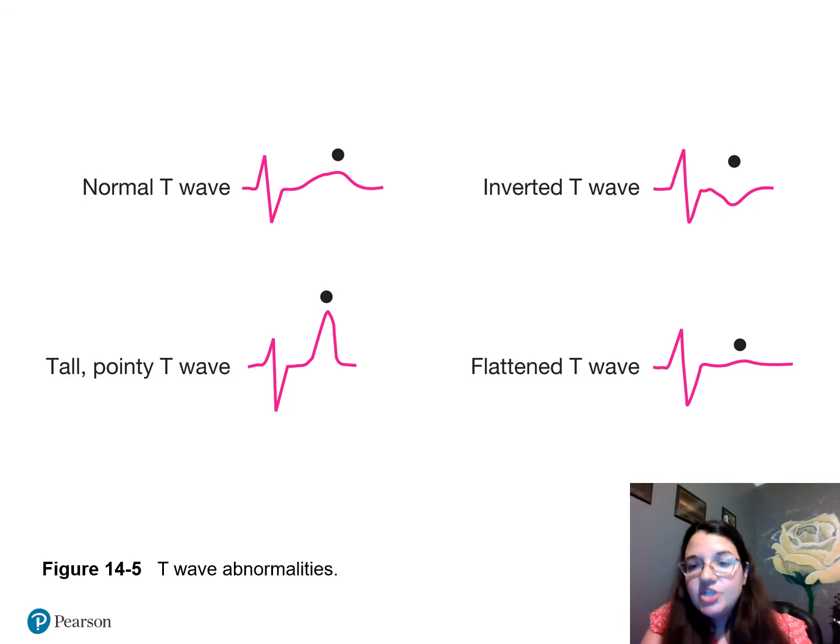Remember back to EKG 1, when we answered the 5 questions when you interpret a single rhythm. And one of the questions is, do you have T waves? Are they in uniform shape? This is what we would see if they were not in uniform shape. They would either be inverted, tall and pointy, or flattened.